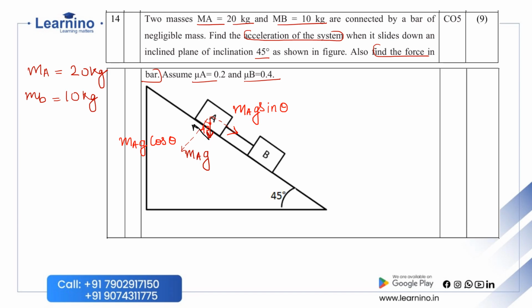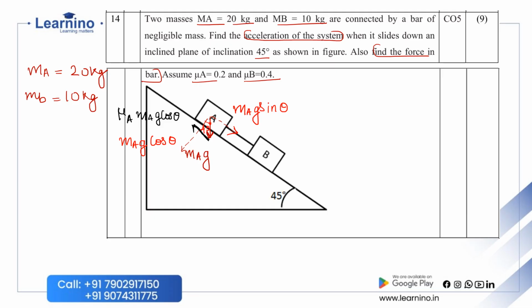This is my frictional force, and the magnitude of the frictional force will be what? The normal reaction MA G cos theta into mu A. So I can write the frictional force as MA G cos theta into the coefficient of friction between A and the surface, that is mu A.